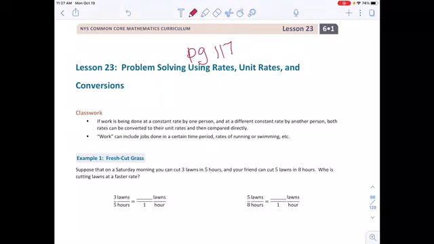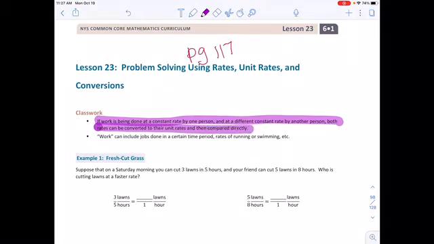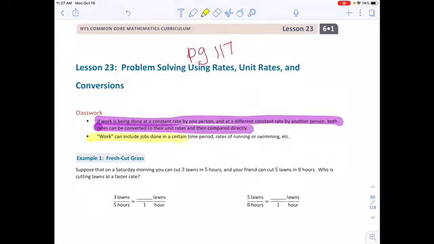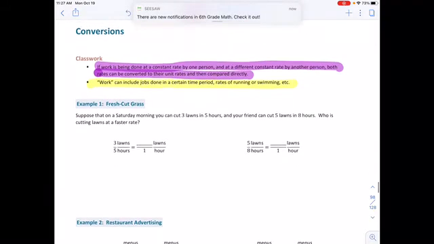We are on page 117, lesson 23, problem solving using rates, unit rates, and conversions. So if work is being done at a constant rate by one person and at a different constant rate by another person, both rates can be converted to their unit rates and then compared directly. So we're comparing unit rates. Work can include jobs done in a certain period of time, rates of running or swimming, etc. So these are very similar to what you did in lessons 21 and 22.